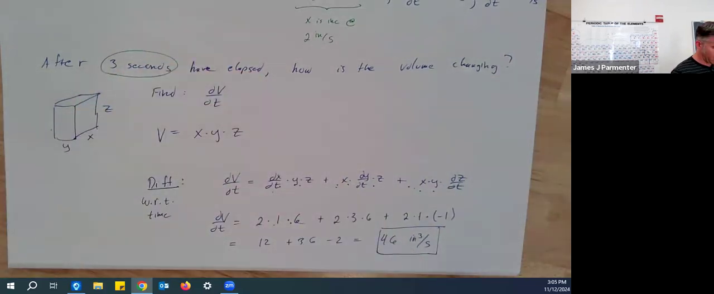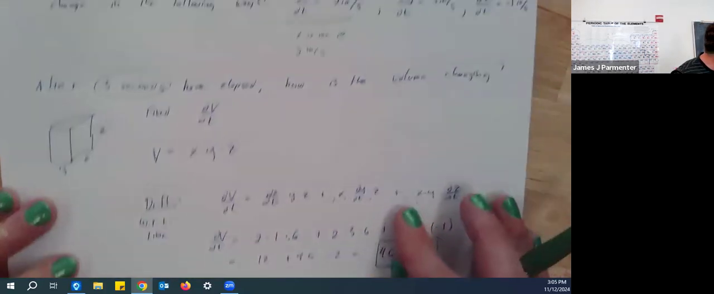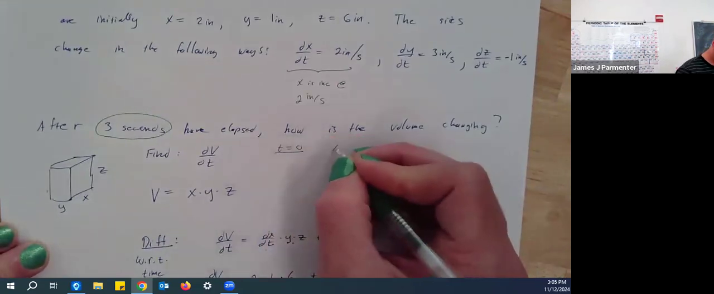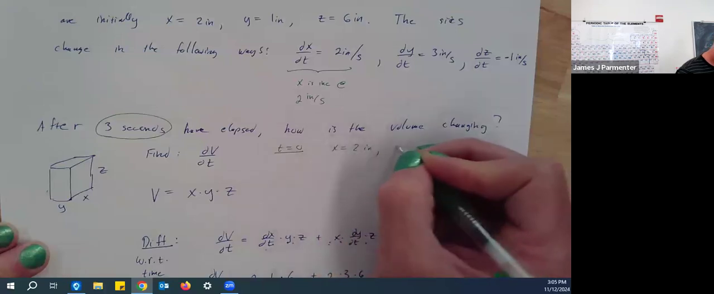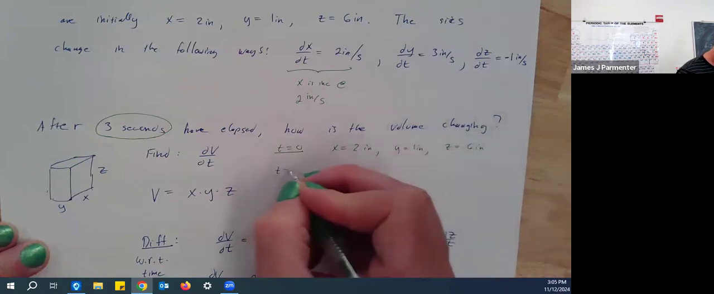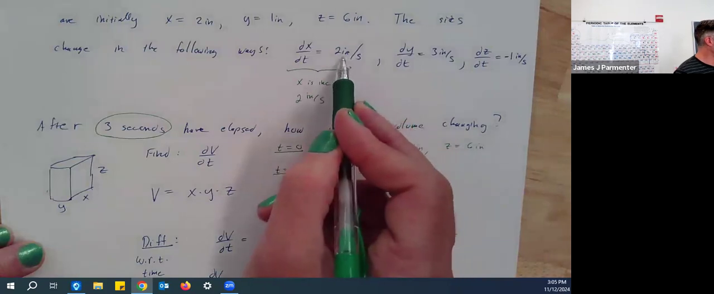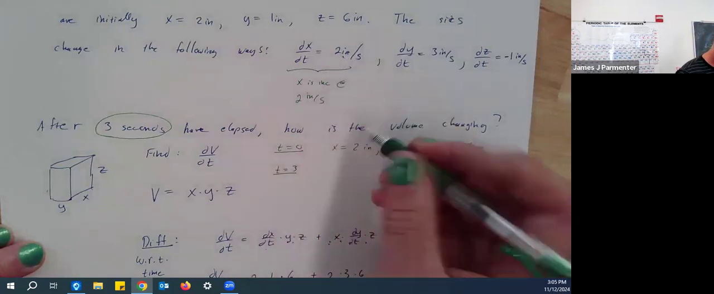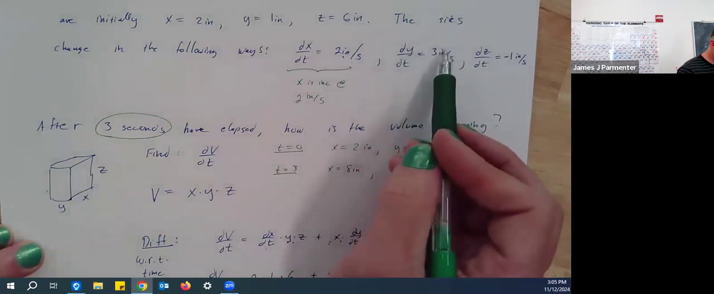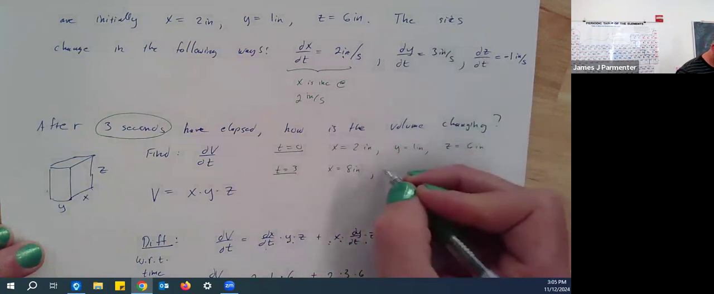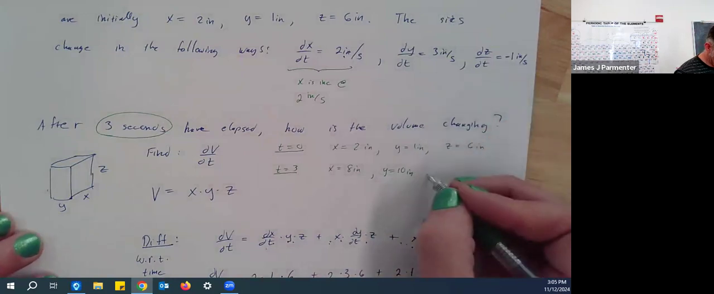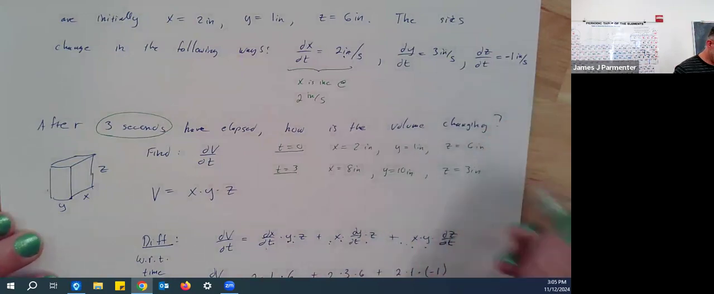well, if 3 seconds have been going on and dx dt is 2 inches per second, oh, we can't see that, sorry. So at time equals 0, we have that x equals 2 inches, y equals 1 inch, and z equals 6 inches. But 3 seconds later, x is increasing at 2 inches per second, so x is increased by 6 inches. So x should now be 8 inches. Y has been increasing at 3 inches per second for 3 seconds, so y should now be 10 inches. And z has been decreasing by 1 inch for every second, so z should now be 3 inches. That's going to be a very different answer.